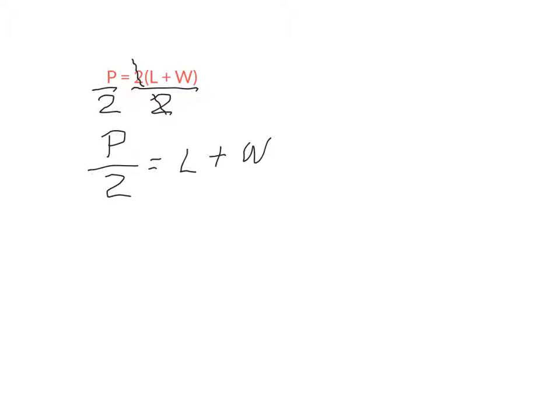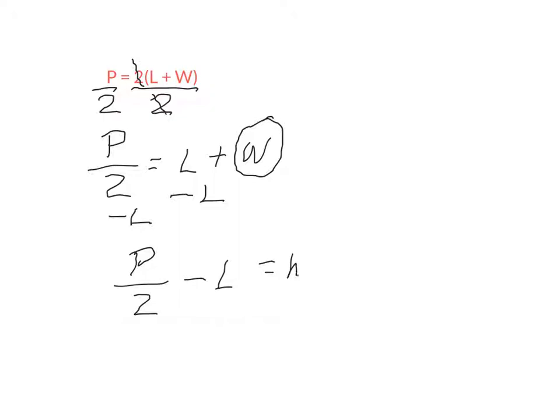All right? So now, as I say, I'm trying to solve for W, okay? So I want W by itself. So I'm going to subtract L from the right to get rid of the L on the right, and that means I have to subtract L from the left, which is going to give me my final answer of P over 2 minus L is equal to W.